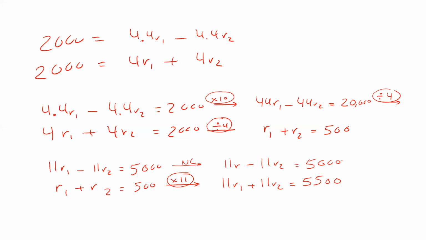Okay, I think we're ready. Annette, what would you do next? Add them together, you got it. We created the opposites, so that should disappear on us. 22R1 is equal to 10,500, I assume. Landon, help us out. Whoa, 10,000. Okay, I don't think that divides evenly.